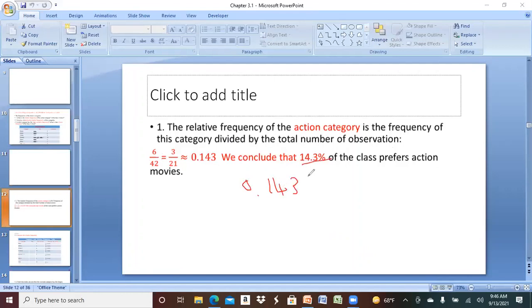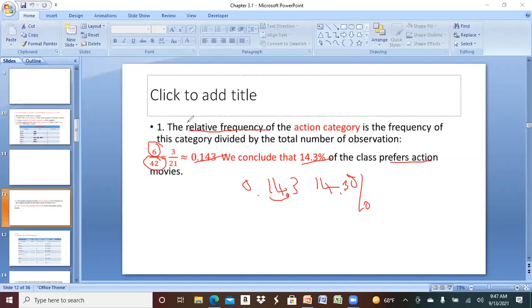0.143. When you change it to percent, you move the decimal two places. It is 14.3%. This is called the relative frequency. When you find the relative frequency, you divide the number of observations over the total number, and you get this, 14.3% of the class prefer action movies, right?